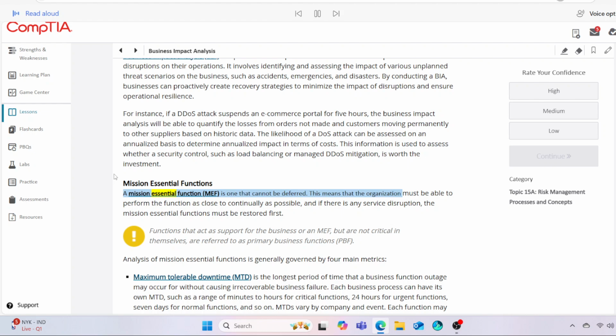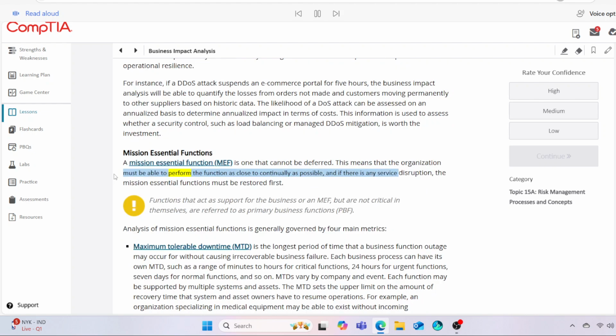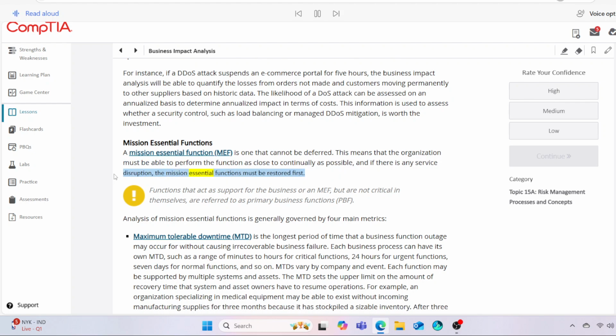A mission essential function, MEF, is one that cannot be deferred. This means that the organization must be able to perform the function as close to continually as possible, and if there is any service disruption, the mission essential functions must be restored first. Functions that act as support for the business or an MEF, but are not critical in themselves, are referred to as primary business functions, PBF. Analysis of mission essential functions is generally governed by 4 main metrics.